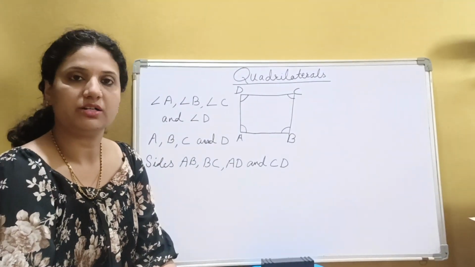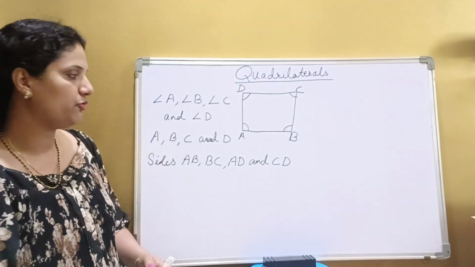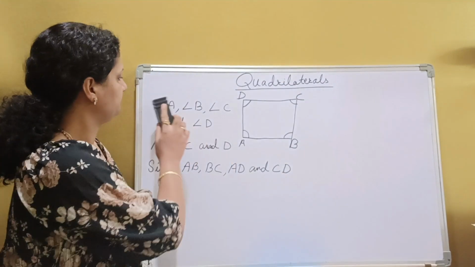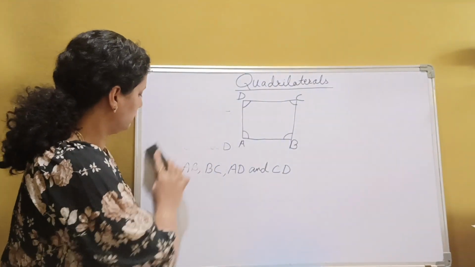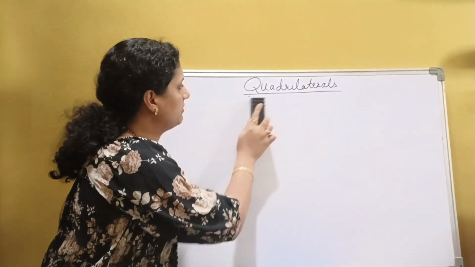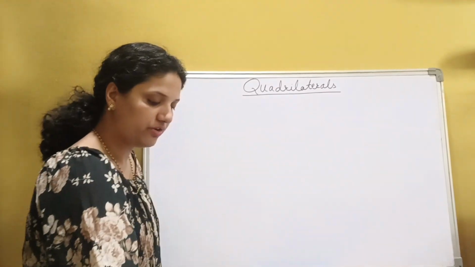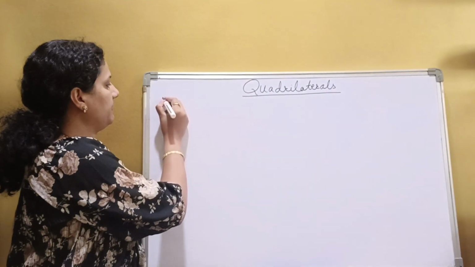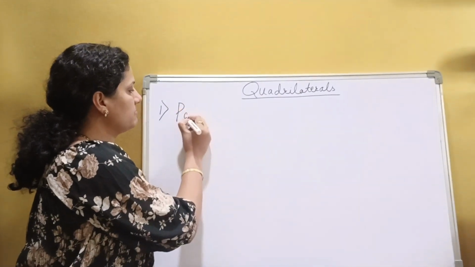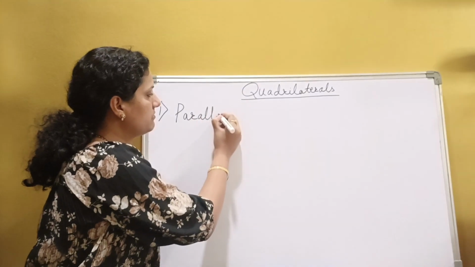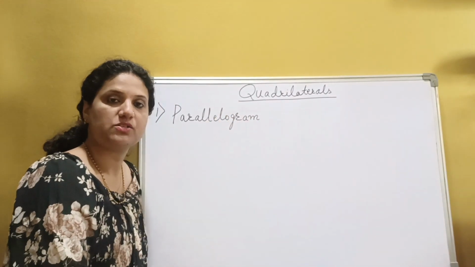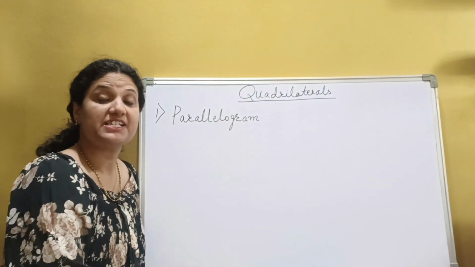Now there are types of quadrilaterals. So first of all, we will talk about the first one, that is called parallelogram. Now types of quadrilateral. The first is parallelogram. Parallelogram is also a type of quadrilateral, but it has different properties.